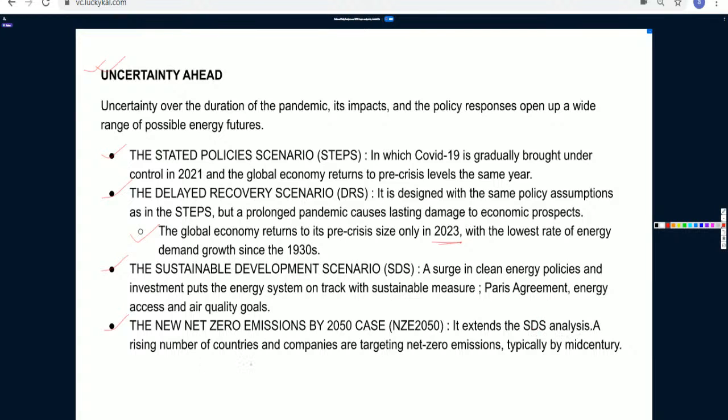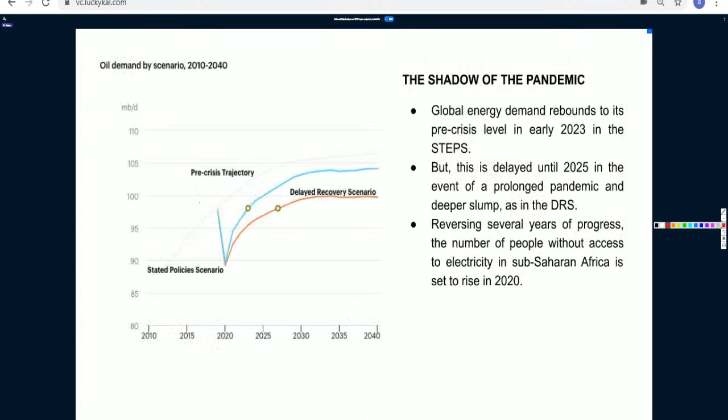A rising number of countries and companies are targeting net zero emissions, typically by mid-century. Now let us learn more about this particular thing. So here you can see a graph is mentioned. In the graph, they have mentioned a stated policy scenario.